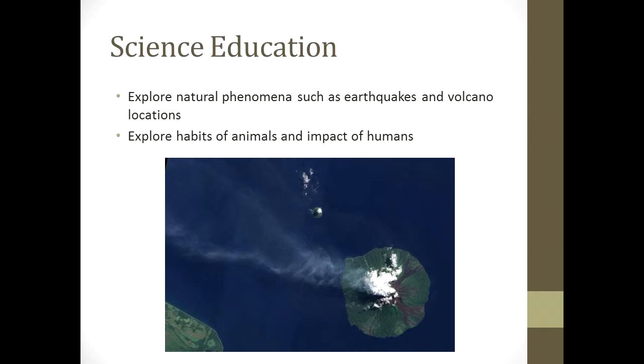The next, I feel, is another very large application of GIS in the professional world, and that's exploring the habits of animals and the impact of humans. This goes along with social studies, like I previously stated, but again, you can definitely see how areas that once did not involve any human impact whatsoever have changed, and this can maybe help students understand how much humans have impacted the world around us.